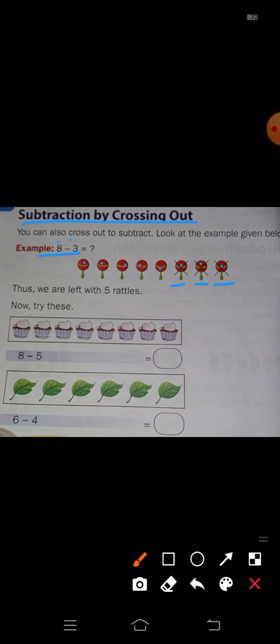Okay. So see now how many lollipops are left here? 1, 2, 3, 4, 5. How many lollipops are left here? 5 lollipops. Thus, we are left with 5 rattles. Rattles. Yes, I told you lollipops. Okay. Now try this.